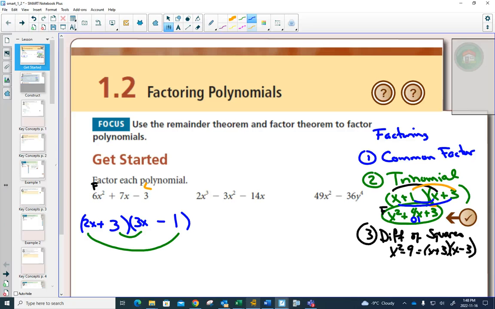And then when I'm done, I do a quick check. Does 2x times 3x give me 6x squared? Do my last ones work? Plus 3 times minus 1, minus 3, yes. Do the outside and inside give me 7? Yes.